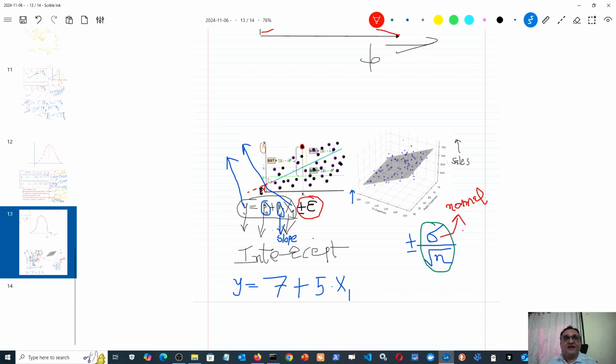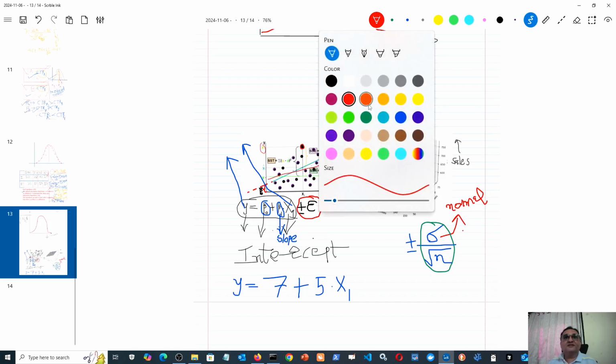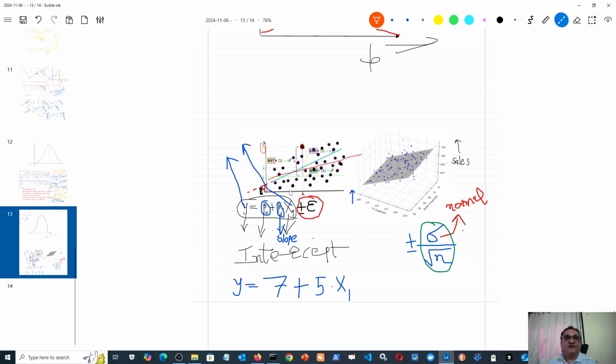One person may say my green line is my line of best fit. Another person may say that no, this red line is my line of best fit. Yet another person may say that this orange line, this dotted line, is the line of best fit. The question is who is correct.